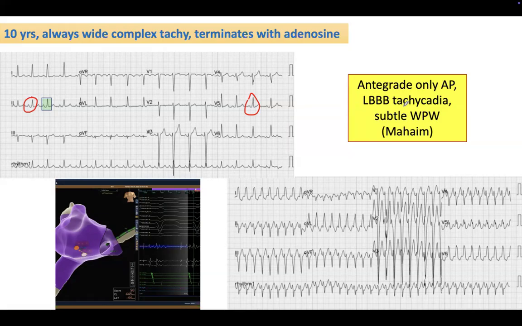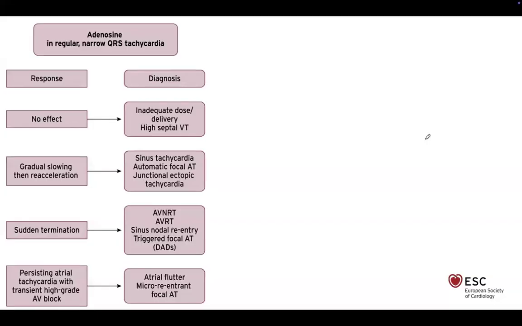Okay, it's a complex ECG, or complex case. This is called Mahaim tachycardia. But anyways, just so you know, this is an example of antidromic SVT. It's not very common, and this is my only example.